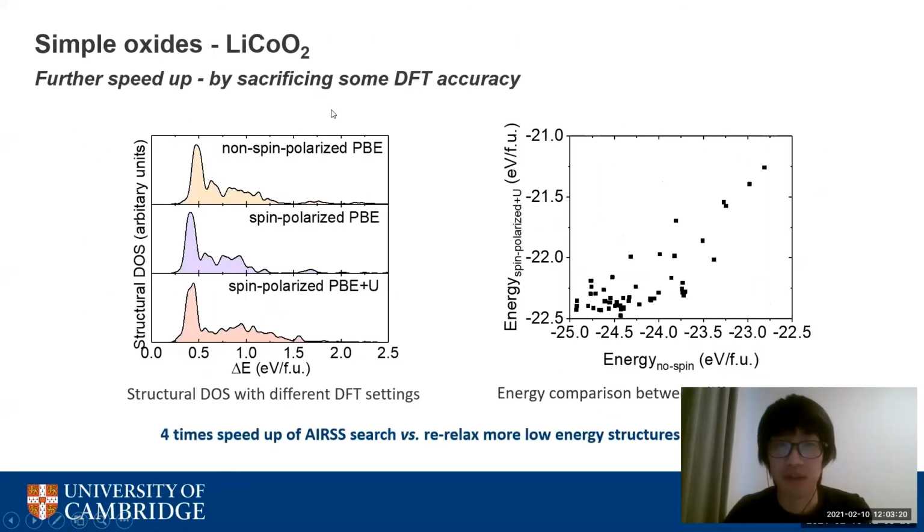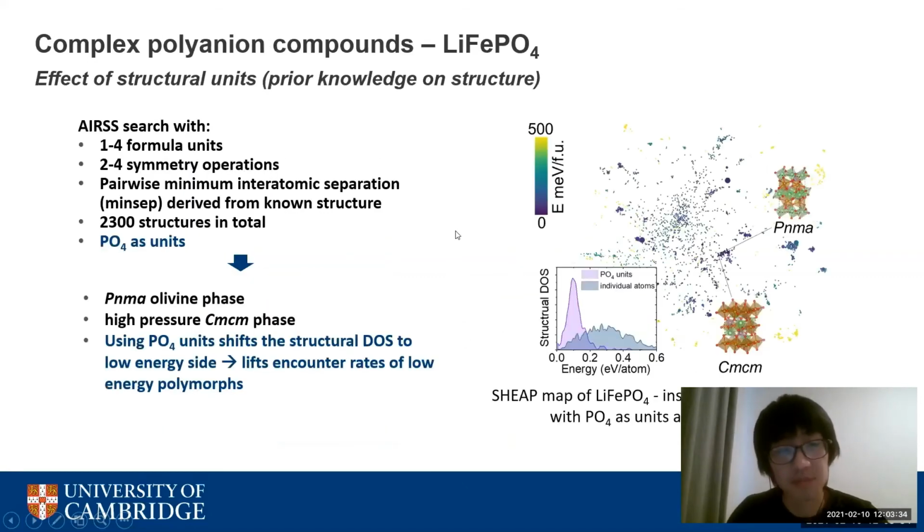So this is another way we can speed up this AIRSS search, just by turning off all of these knobs in DFT calculations. I guess we can pretty much get a 4 times speed up of this AIRSS search. Previously I showed you some very simple cases of lithium cobalt oxide. The structure is simple. Now I'm showing you some structure that is a little bit more complicated.